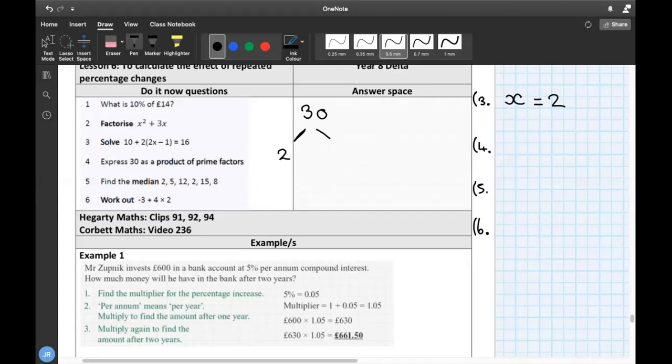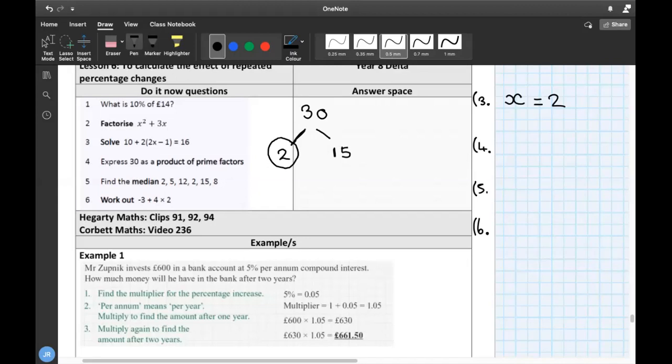So I'll write that here. 2 multiplied by what gives me 30? Another factor of 30, 15. Now, because 2 is a prime number and I cannot find any more factors of it that are prime numbers, I'm going to circle it because I found one of my prime factors.